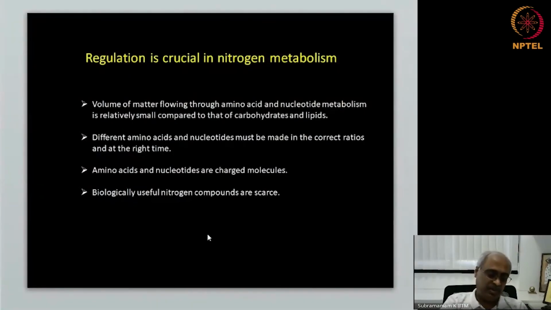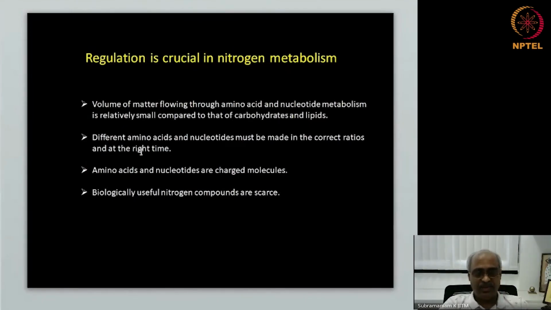So before we begin on the Fabaceae plants and why they are important in nitrogen metabolism, we need to remember these 4 bullets. They are really important regarding nitrogen metabolism. So the first point is the volume of matter, the bulk flow through these pathways that we are going to learn, is really low compared to the bulk flow through carbohydrate and lipid metabolism. They are the main things. Bulk of the matter is in the form of carbon, hydrogen, oxygen without phosphorus or nitrogen. So those are the carbohydrates and lipids.